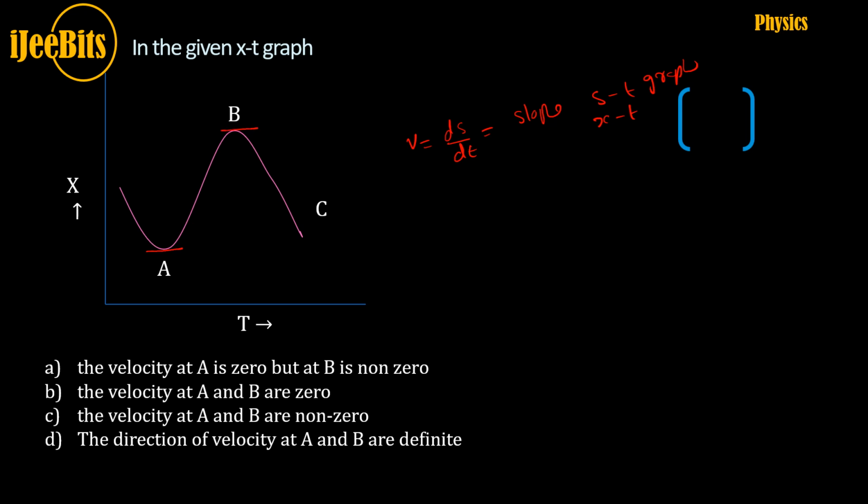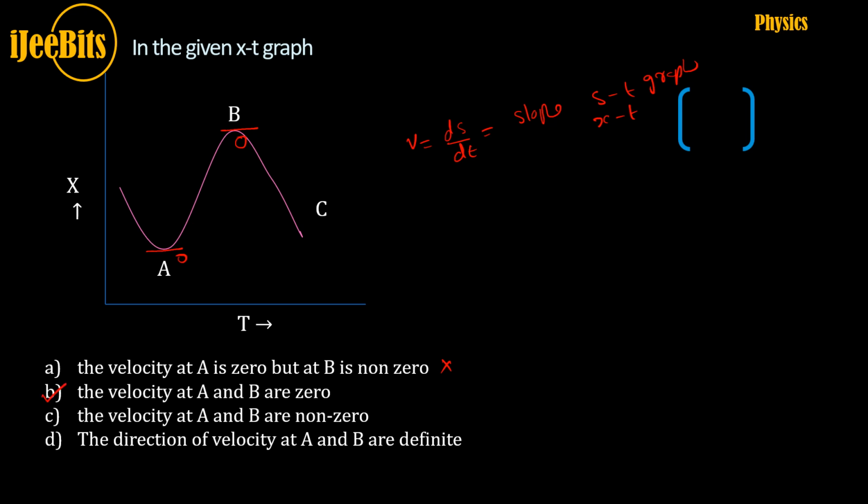This is flat, right? ds by dt would be 0 here, and here also 0. You agree? Because it is constant, right? The differentiation of a constant is 0, right? So the velocity at A is 0 but at B is not 0. So this is the wrong answer. The velocity at A and B are 0. So probably this is the right answer.